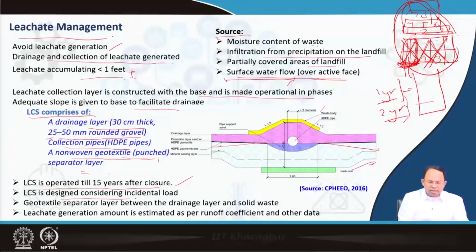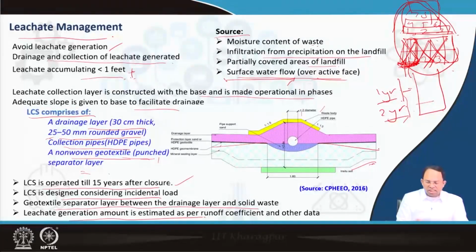So it is designed considering the incidental load, the compaction that will happen and so on. The layer is at the bottom, so a lot of load will come on that, and that has to be considered. Geotextile separator layer between the drainage layer and the solid waste prevents mixing of waste inside the drainage layer.